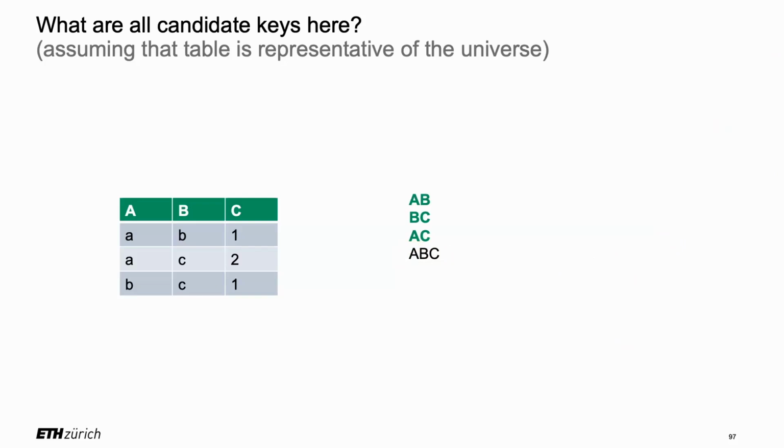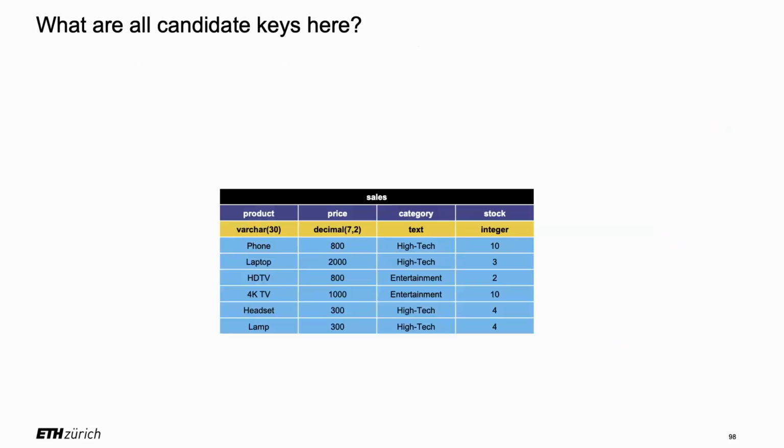For whom is that here? Very good. Can you give me a few candidate keys in here? So for example, we said that the set of all attributes is a super key, right? So if you take product, price, category, and stock, all of that, that's a super key, right? But is it minimal?